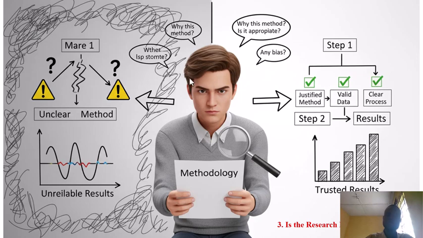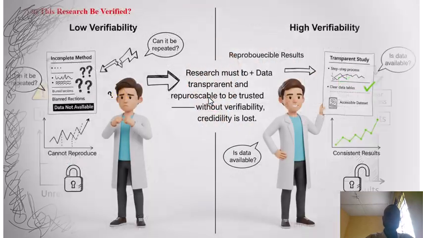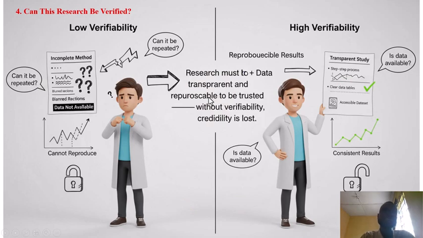Now, the fourth question is, can this research be verified? This should be the fourth question that you need to answer. A strong research paper should be transparent enough for others to follow and test. In simple terms, can someone else repeat this work and get similar results?